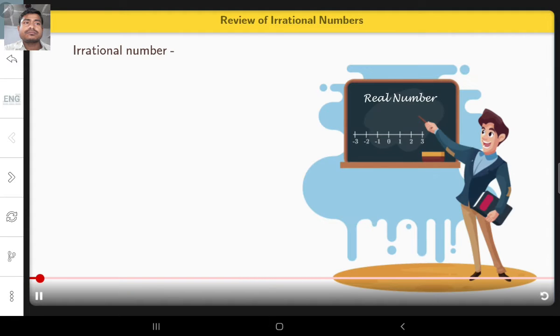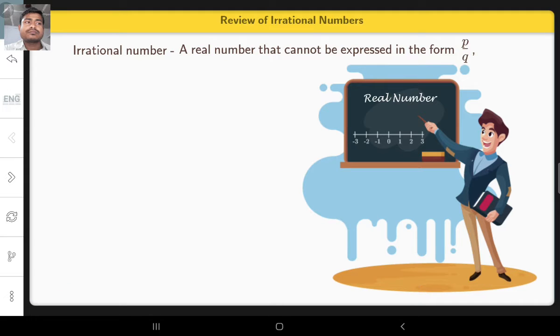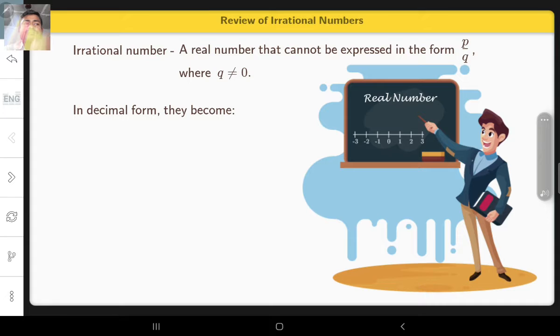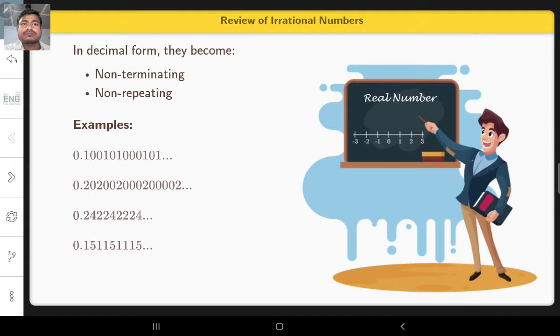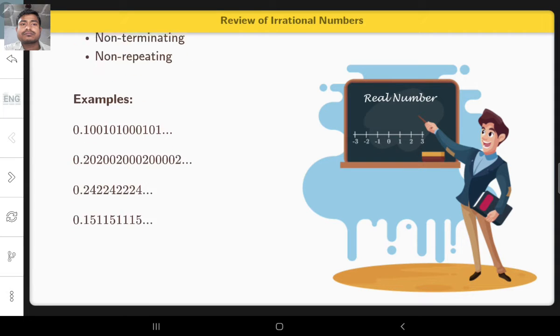An irrational number is a real number which cannot be written in the form p by q, where q is not equal to 0. When irrational numbers are expressed in the decimal form, they become non-terminating and non-repeating decimals. So, every non-terminating and non-repeating decimal is an irrational number.